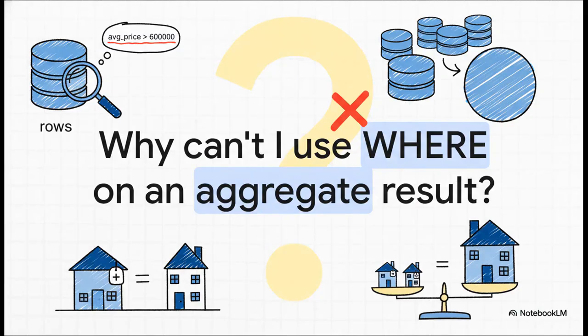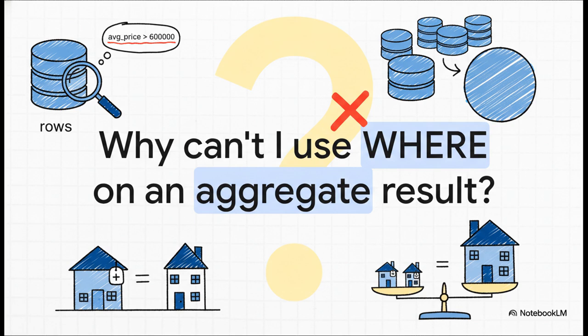All right, get ready. We're about to tackle the single biggest trap that almost every beginner falls into. It feels so natural, right? You've calculated the average price, and now you just want to see the really expensive towns. So you try to write WHERE average price greater than $600,000 and error. It doesn't work. So why not?